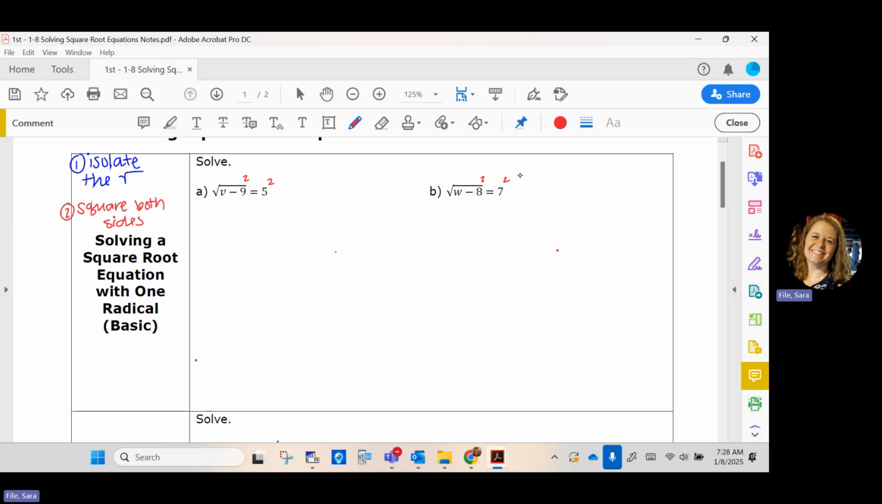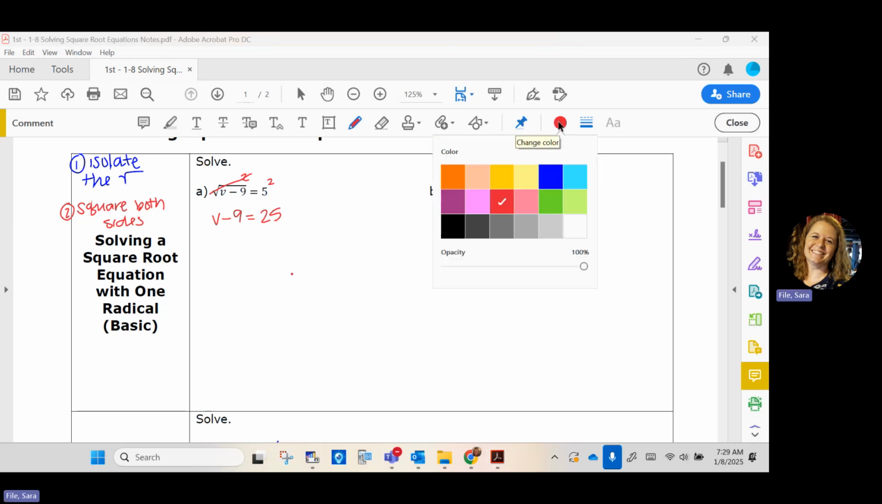Same thing over here, but sometimes they'll get more complex and you'll have a problem where it's an expression. It may be a binomial or something over here. It's more than just an x. And then you'll have to put parentheses around the entire side to square it. Okay, so we're going to square both sides, and that gets rid of the square and square root. They negate each other, and so we have v minus 9 equals, and then 5 squared is 25. Okay, so then the next step is to solve.